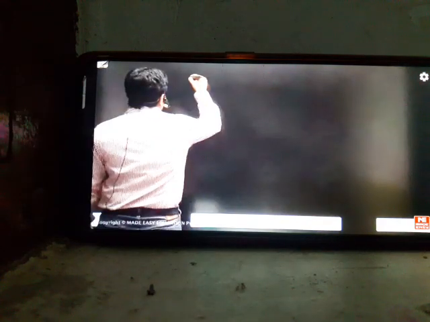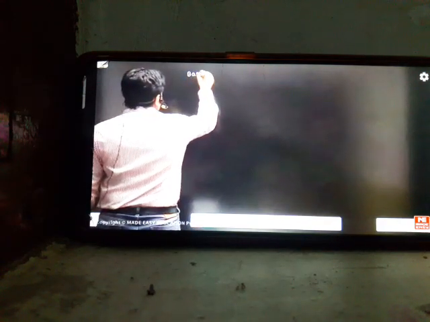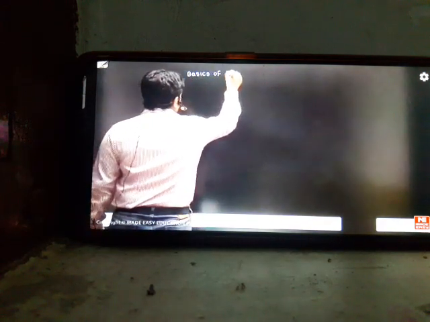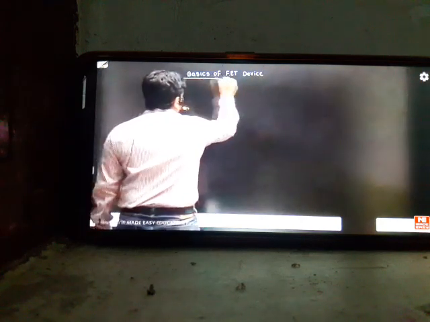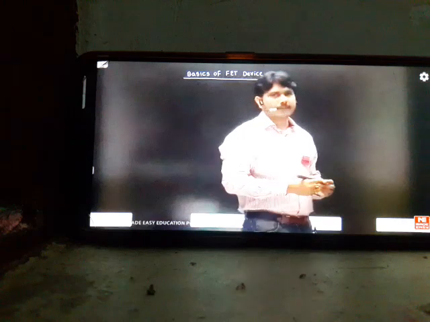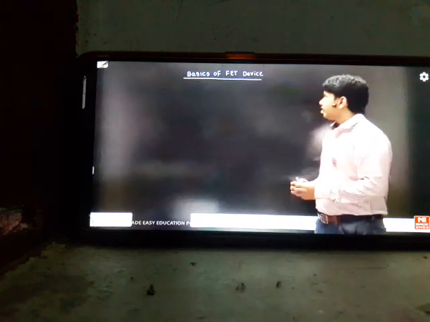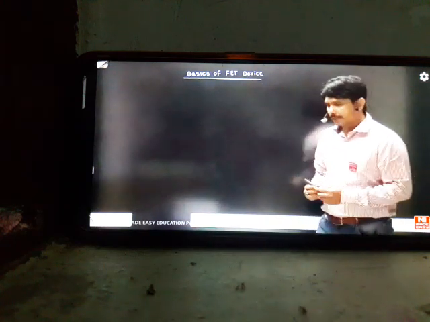Keep the heading: Basics of FET device. This is our first class today. Electrical students also should understand now. EC students, everybody should understand. That's why this way of teaching is important now. So basics of FET device. We started with the FET now. What is a FET? We'll see the story now.